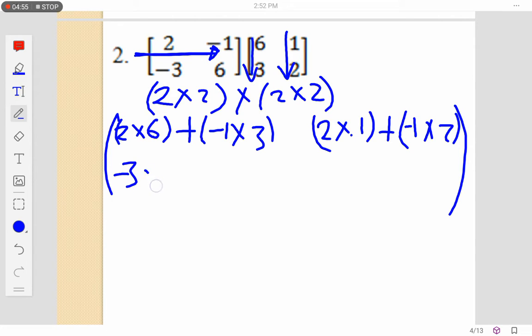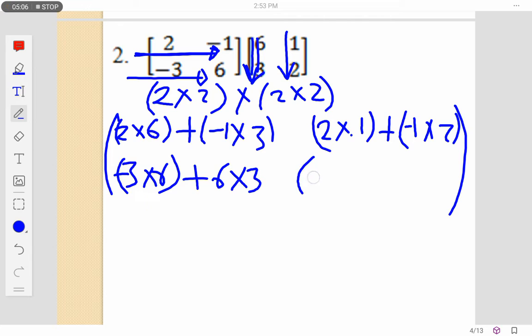I've got minus 3 times 6 plus, I'm doing row by first column, 6 times 3. Then the second part I've got minus 3 times 1 plus 6 times 2. Okay, I'm now a little bit faster.